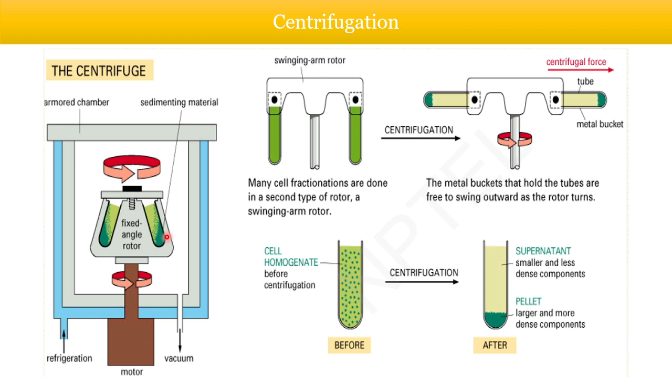Now, many cell fractions are done in the swinging arm rotor, because there is not the pressure of the sediments on the wall. Rather, the sediments tend to be at the bottom of the tube, right? The metal buckets that hold the tubes are free to swing outwards as the rotor turns, and there is a cell homogenate before centrifugation. After that, you get a supernatant and then the pellets. The smaller and less dense components tend to be on the top, and the larger and more dense components tend to settle as pellets.